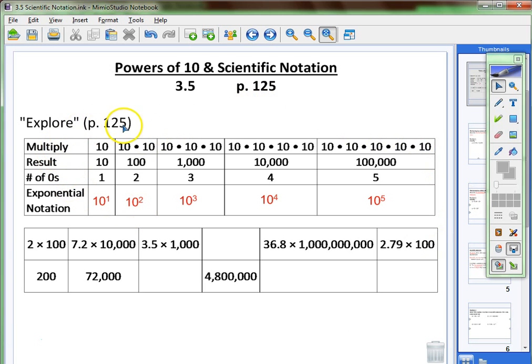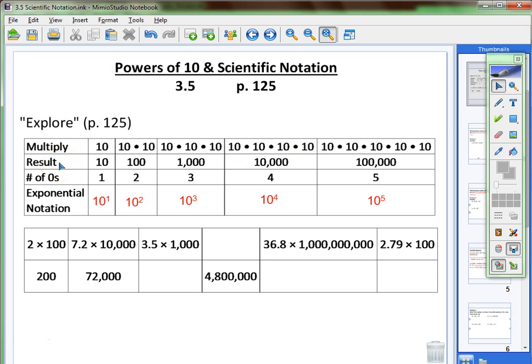It is from your book on page 125. It's a table and it's having us explore the relationship between multiplying 10 by itself a whole bunch of times and the exponents in exponential form. So the top table says multiply and we have 10, and then 10 times 10, and 10 times 10 times 10, and 10 times 10 times 10 times 10, and so on.